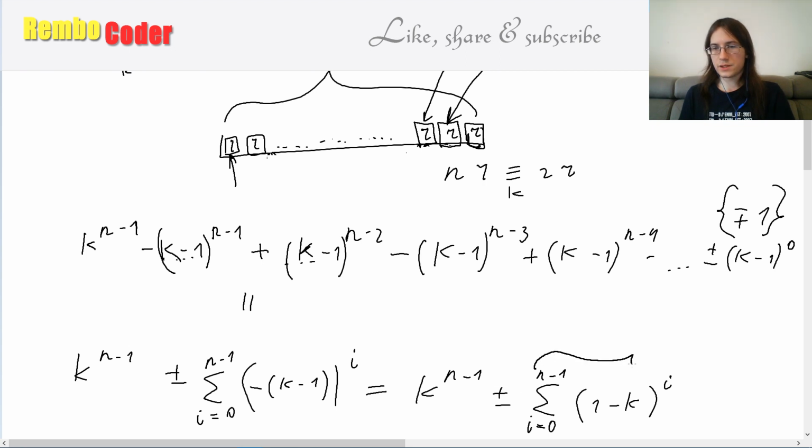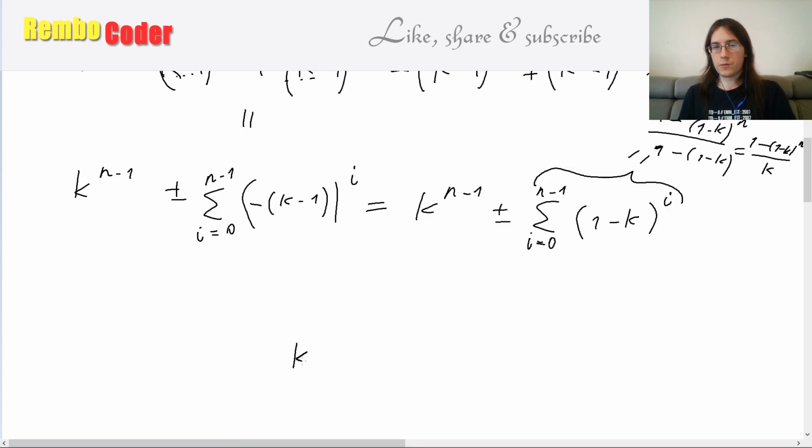But we know from math that this sum can be expressed as just 1 minus k to the nth power over 1 minus k, which is equal to 1 minus k to the nth power over k. This is just a formula for the sum of geometrical sequence. If you don't know, you can Google it up. So we know that for every remainder, we need to add these two answers. K to n minus 1 plus minus, depending on the parity of n, plus or minus 1 minus k to n over k.